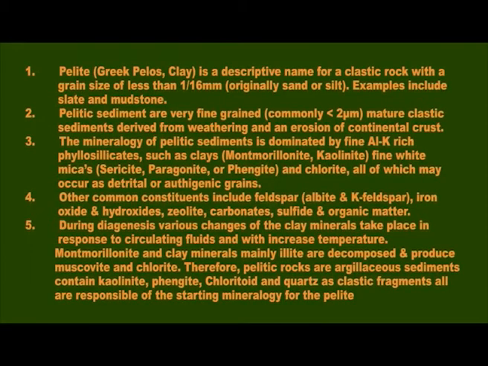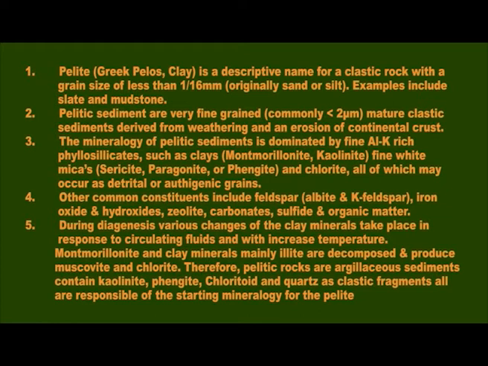First, pelites, from the Greek word pelos, meaning clay, is a descriptive name for clastic rocks with a grain size of less than 1/16 mm, originally sand or silt size. Examples include slate and mudstones. Second, pelitic sediments are very fine grained, mature clastic sediments derived from weathering and/or erosion of continental crust.